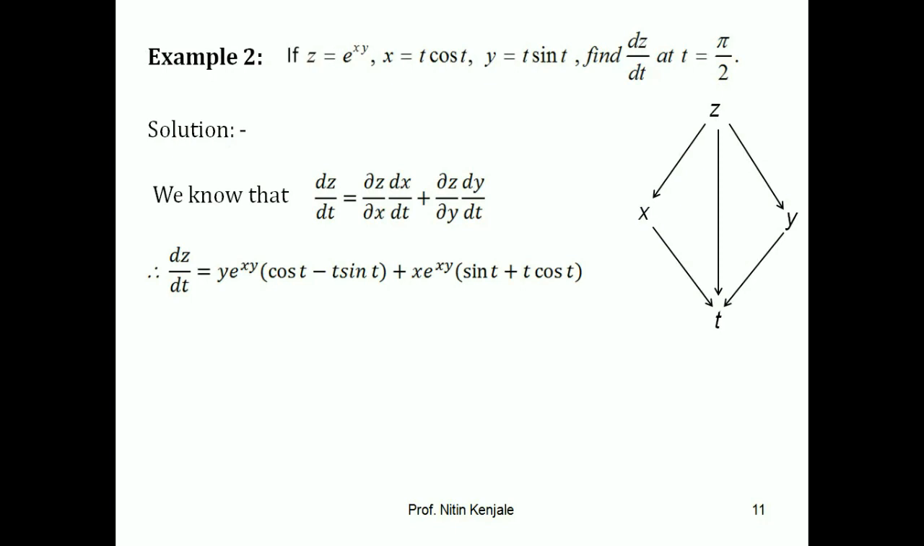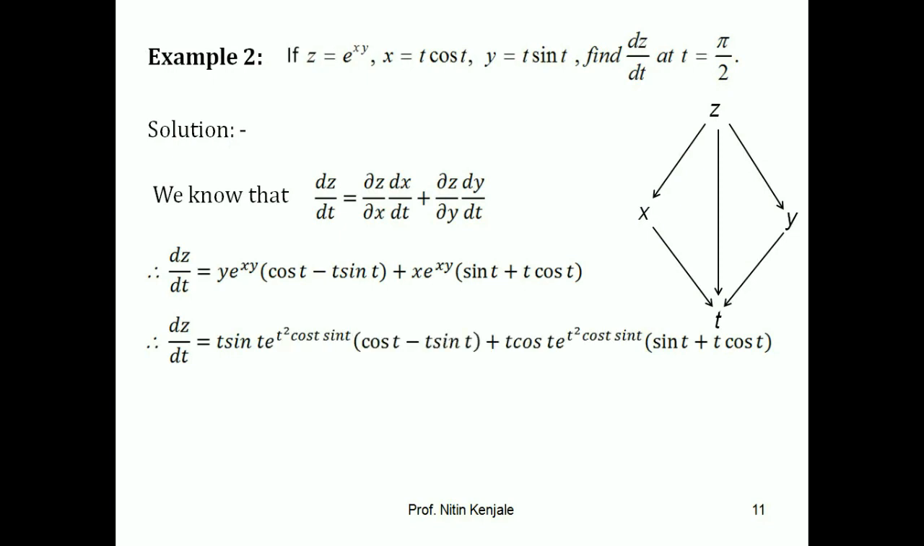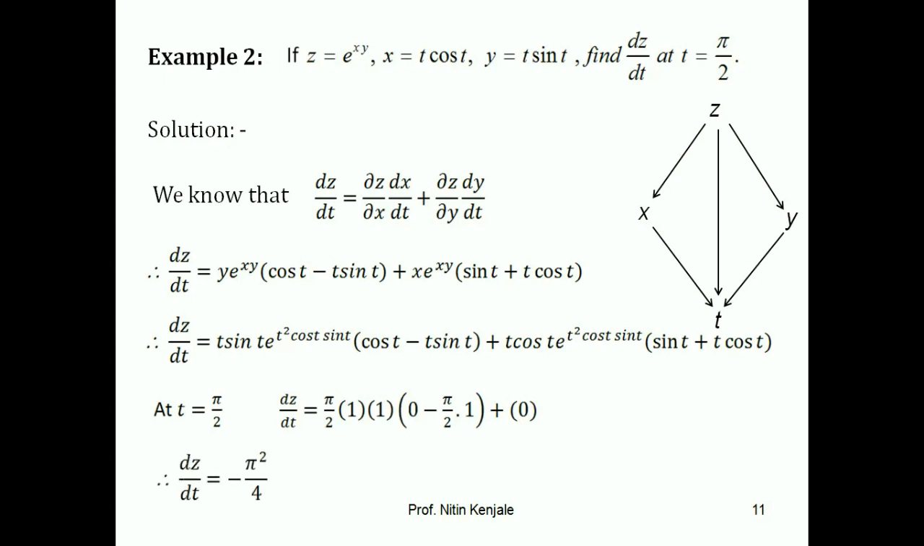Now substituting for values of x and y, we get dz by dt is equal to t sin t e raised to t square cos t sin t into cos t minus t sin t plus t cos t e raised to t square cos t sin t into sin t plus t cos t. For t is equal to pi by 2, dz by dt becomes minus pi square by 4.